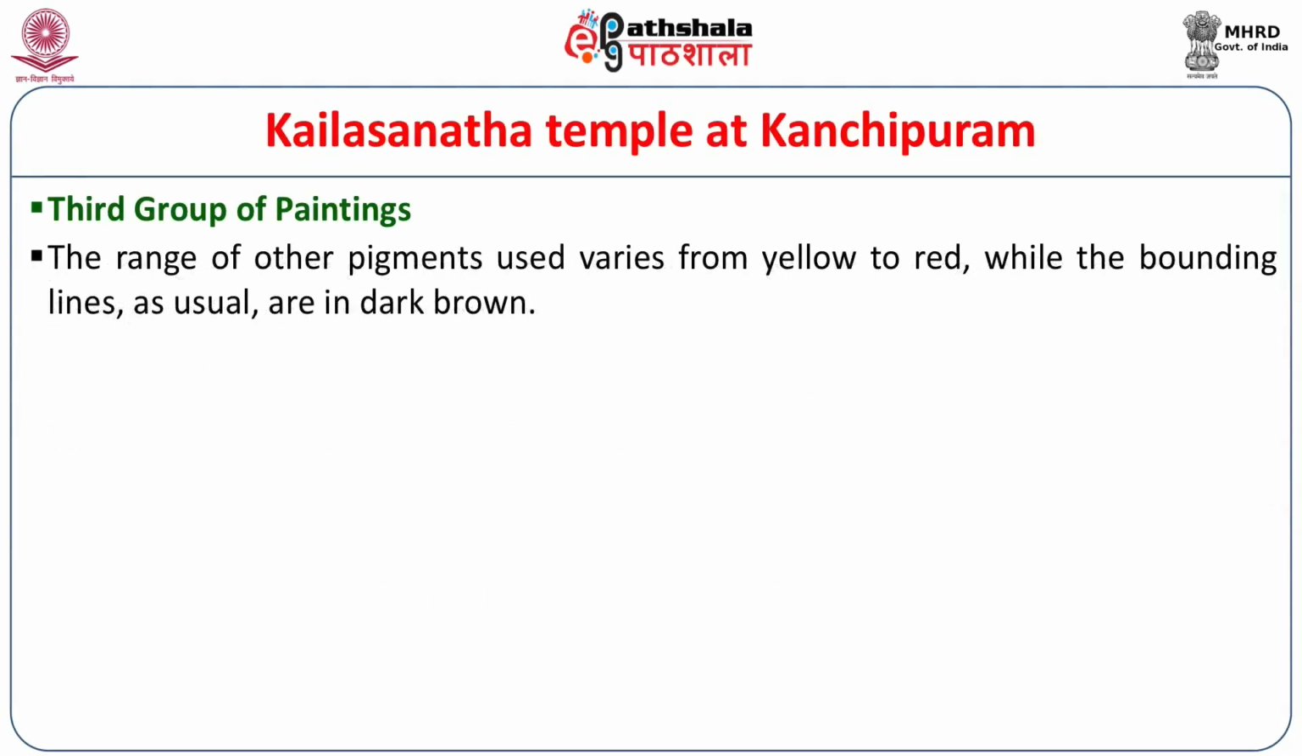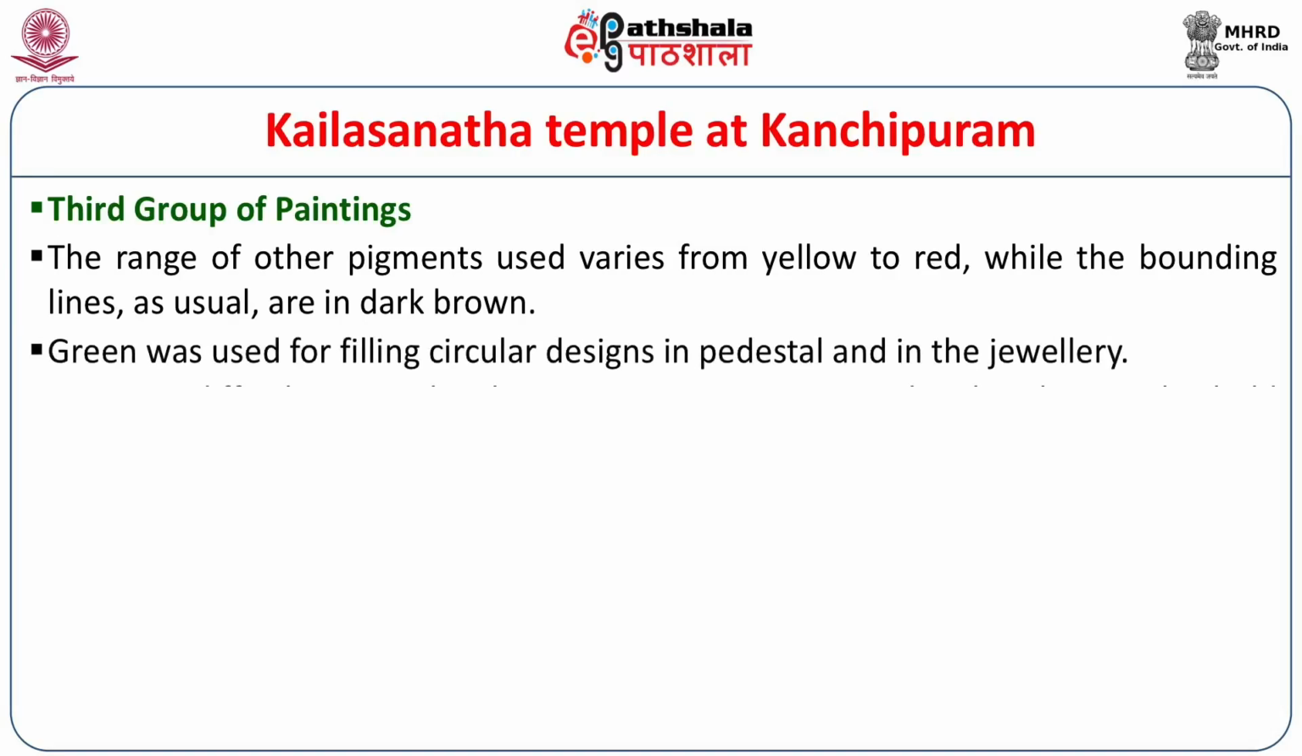The range of other pigments used in this group of paintings is yellow to red, while the bounding lines or the covering lines, as usual, are in dark brown. Green was as usual used for filling colors or filling the circular designs in the pedestal and in the jewelry.